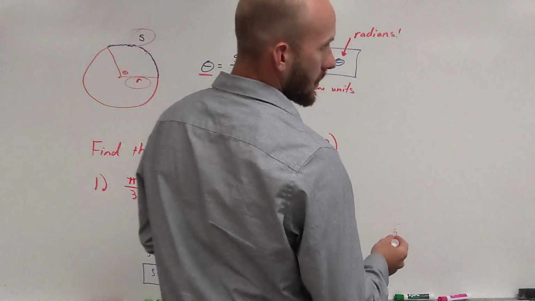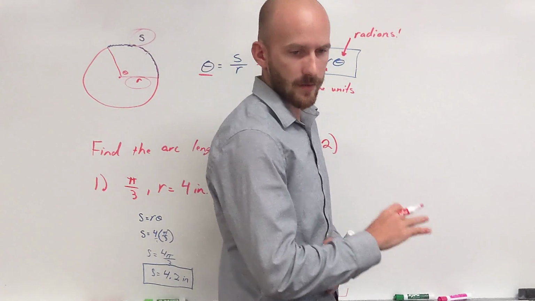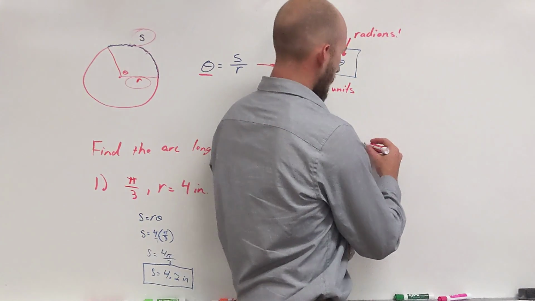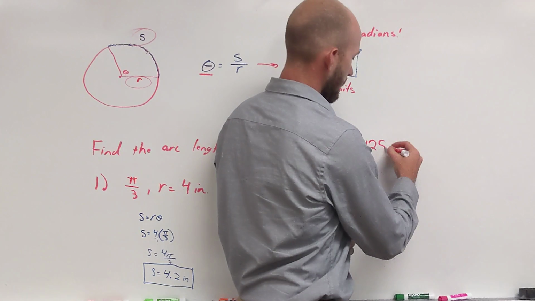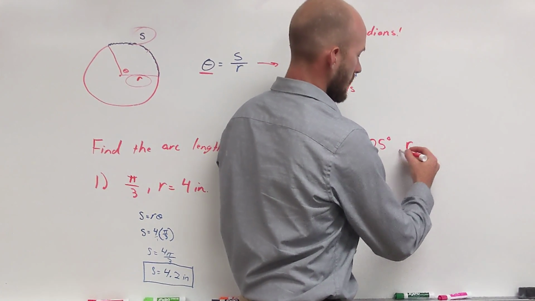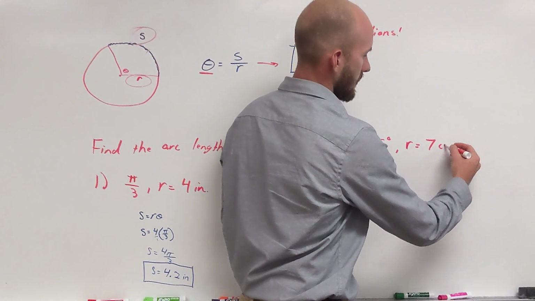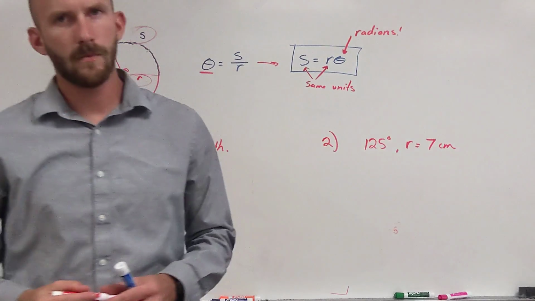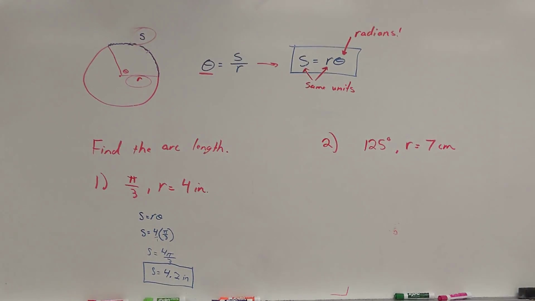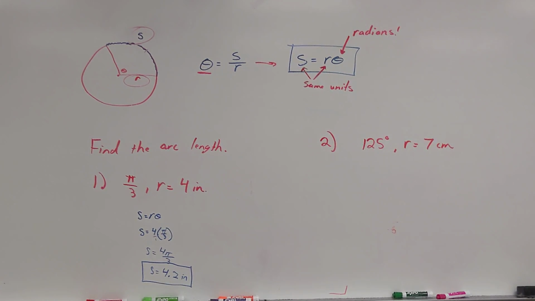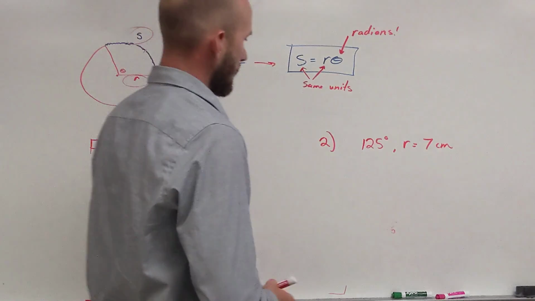Okay, so number 2 is going to be the exact same type of problem, but we're going to be given an angle in degrees. Understood. 125 degrees and 7 centimeters.